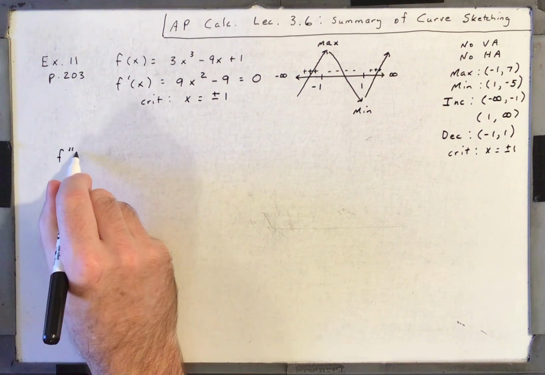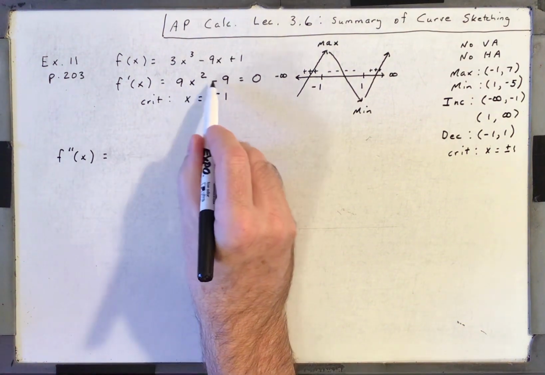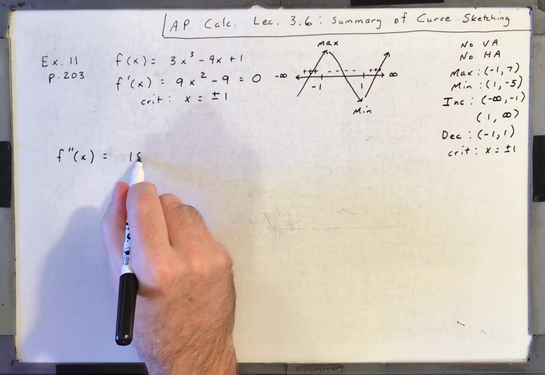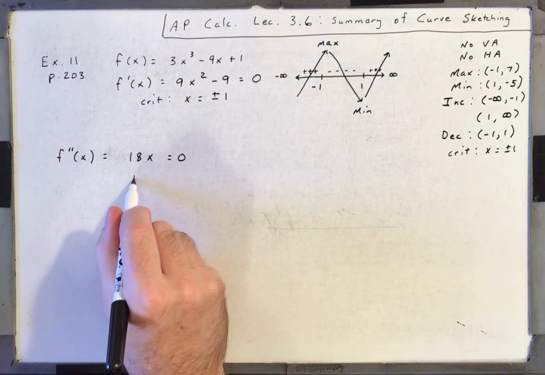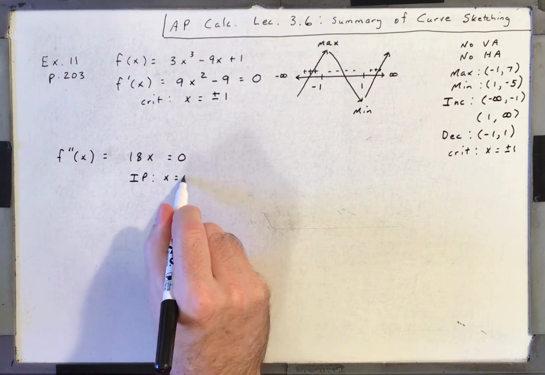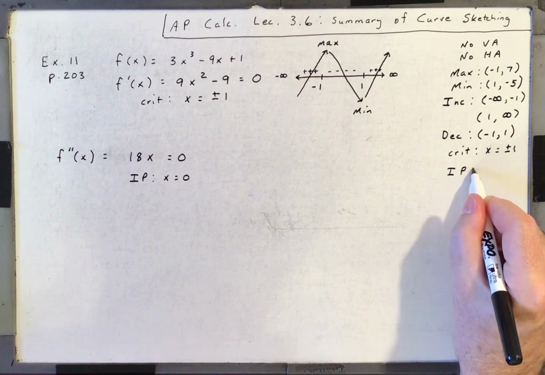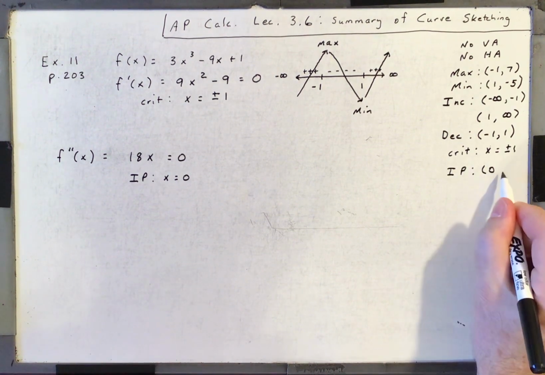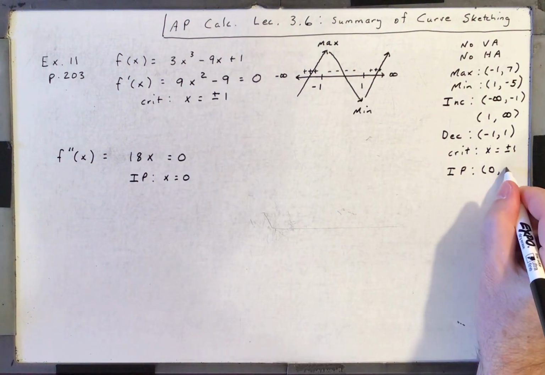So we have the second derivative, f double prime of x. We're going to take the derivative right here. That's going to be 18x. Set that equal to 0. And so we have an inflection point at x equals 0. As I gather the information, I'm going to write it over to the side here. Plug 0 in, it'd be at 0, 1.